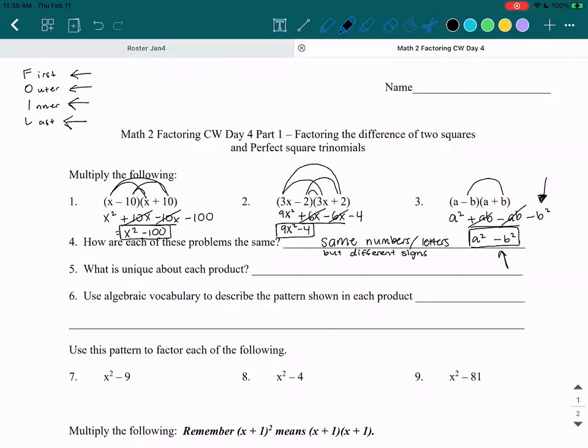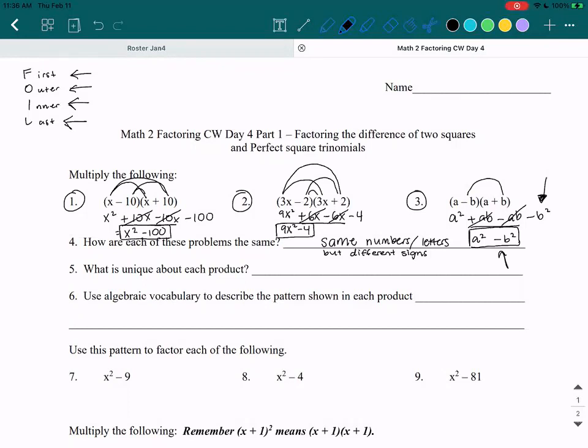So what I think you mean is, for example, for number 1, it was x minus 10 and x plus 10. You have an x and you have a 10. In one of the factors, you're subtracting. In the other factor, you're adding. And then if you look at number 2, we have 3x minus 2, 3x plus 2. There's a 3x and there's a 2 in both factors. However, one is minus 2, the other one is plus 2. And then if you look at number 3, there's an a and a b. One is a minus b, the other is a plus b.